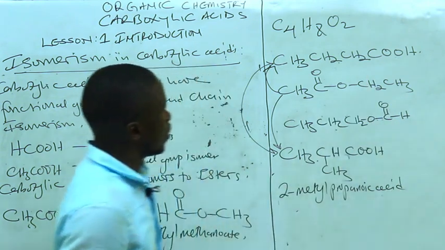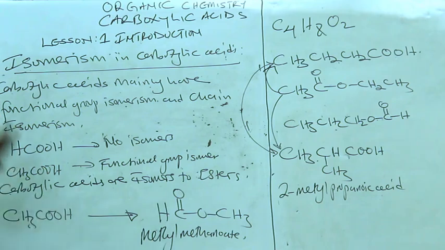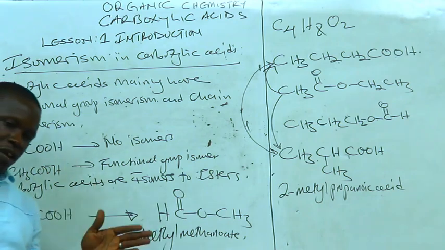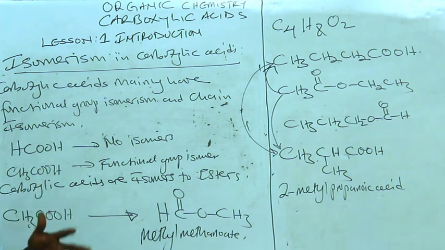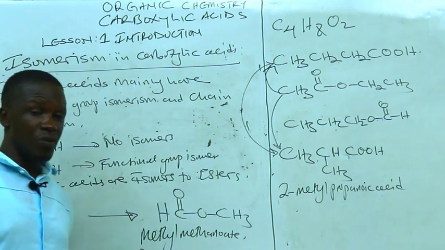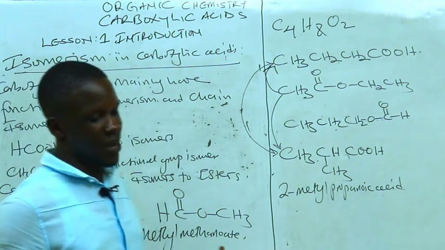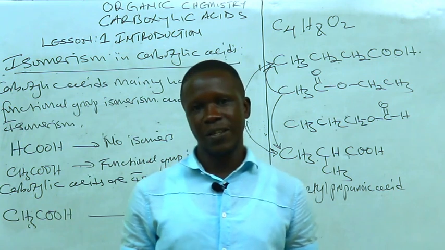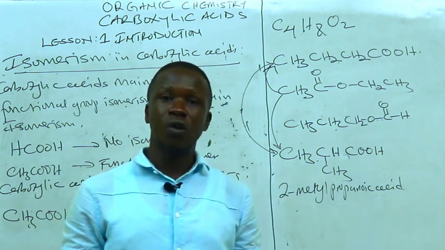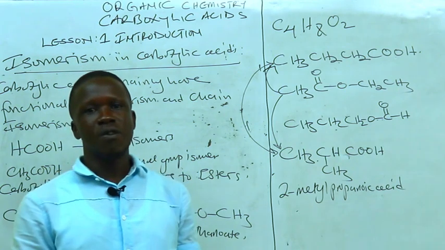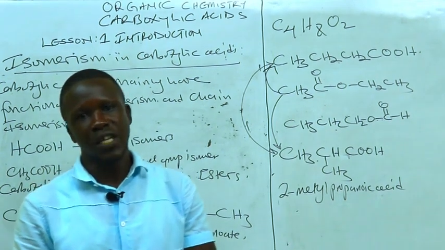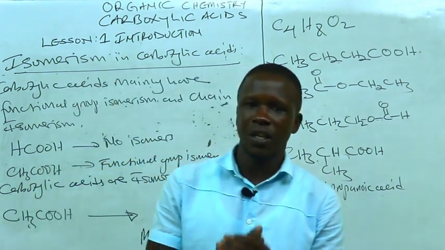So, the isomers present in carboxylic acids are either chain or functional group isomers. It is hard to have a position isomer in a carboxylic acid. That has been the introduction of carboxylic acid. In the next lesson, we shall look at the preparation of the carboxylic acid. Thank you. See you in the next lesson.